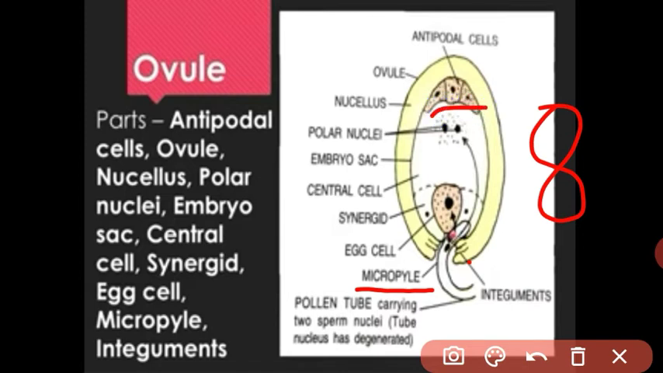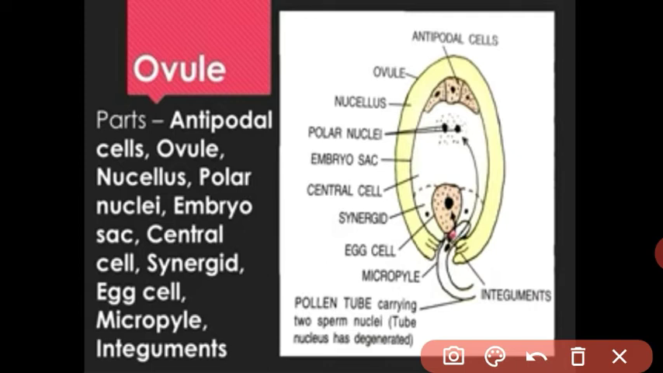These 3 nuclei are called the antipodal cells. In the center are the two nuclei. These are called the polar nuclei, and below are the egg cell and two synergid cells. Got it, student? There are 8 nuclei present in the ovules. This is the structure of the ovules.